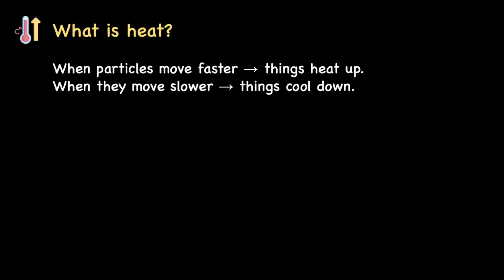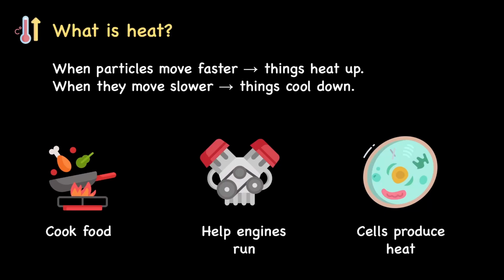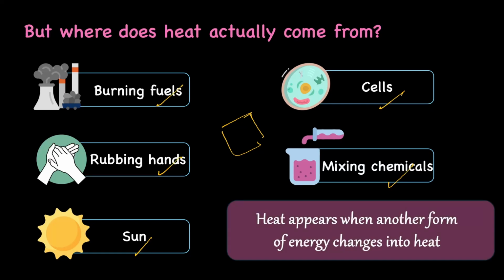And heat energy is used in our day to day life. It helps us cook our food, it helps our engines run, and also keeps our body warm. And it also helps our body stay alive because our cells produce heat too. Now, where does this heat come from? Heat, of course, comes from different sources. It can come from burning fuels like LPG, wood, coal, or kerosene. It can come from rubbing our palms. It can come from the sun. And heat is even produced inside our body, like we discussed. And it can also come from mixing chemicals. But amongst all of this, there's one common idea: heat appears when another form of energy changes into heat.